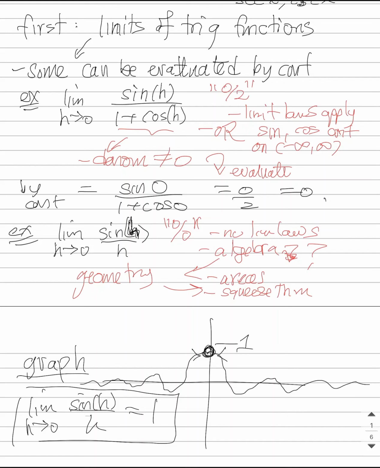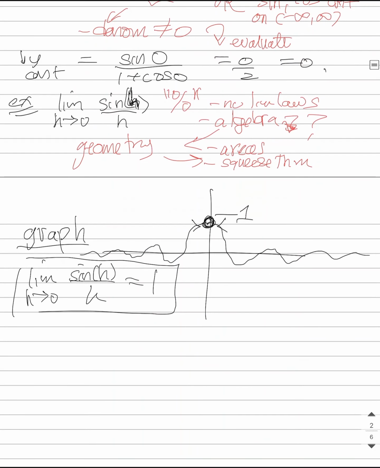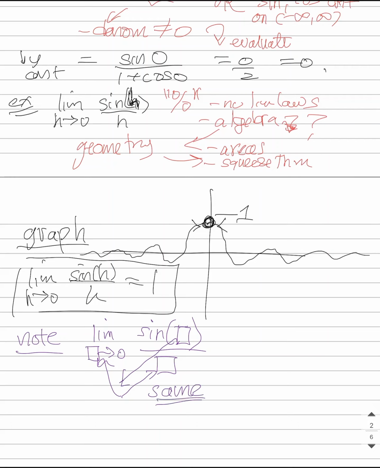And I put a box around this because it's going to be a very, very useful limit in this course and in other places in math, if you continue your math education on. So the limit of sine h over h is equal to 1. Now, what's really important is that when you concern yourself with this limit, the letter h itself is not important. It just acts as a placeholder. All three of the things in this box have to be the same, whatever that is.